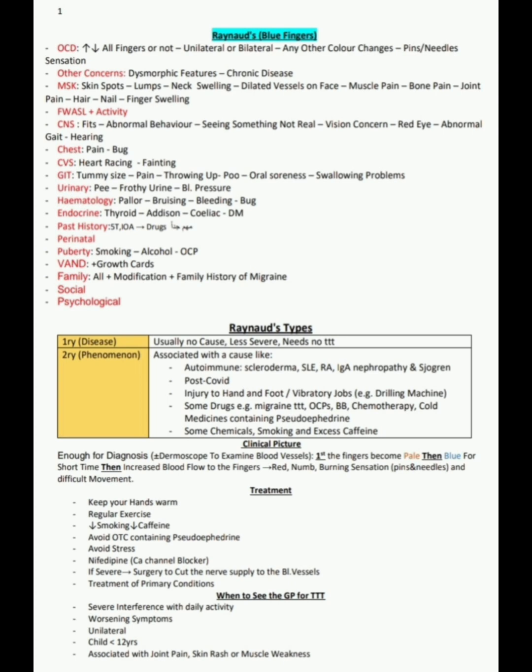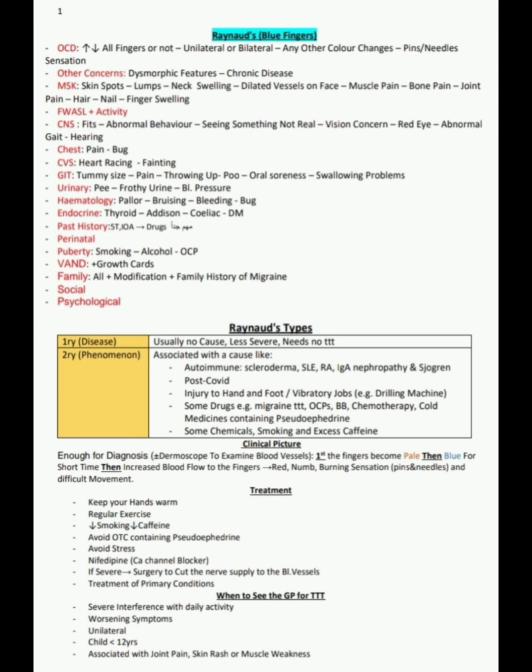Now I am discussing the Raynaud's types, that is primary disease and secondary phenomenon. Primary disease usually has no cause, is less severe, and needs no treatment, whereas secondary phenomenon is associated with a cause like autoimmune scleroderma, SLE, RA, rheumatoid arthritis, immunoglobulin A nephropathy and Sjogren, post-COVID, injury to hand and foot, vibratory jobs, for example a drilling machine. Some drugs, for example migraine treatment. Look, in our history I told that he is on migraine treatment. So migraine treatment can lead to Raynaud's phenomena. And OCP, beta blockers, chemotherapy, cold medicines containing pseudoephedrine. Some chemicals, smoking and excess caffeine.